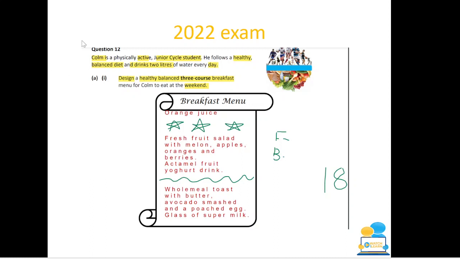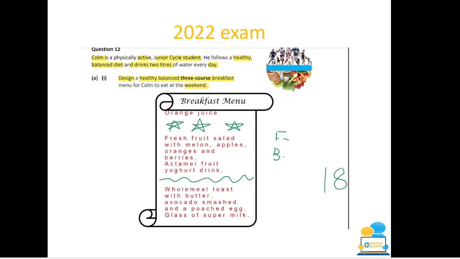So question 12. Colm is a physically active junior cycle student. He follows a healthy, balanced diet and drinks 2 litres of water every day. Part I, design a healthy, balanced 3-course breakfast menu for Colm to eat at the weekend. Now that's a lot of writing, okay? So first thing you'll do, pull out the highlighter or underline with blue or black pen underneath.